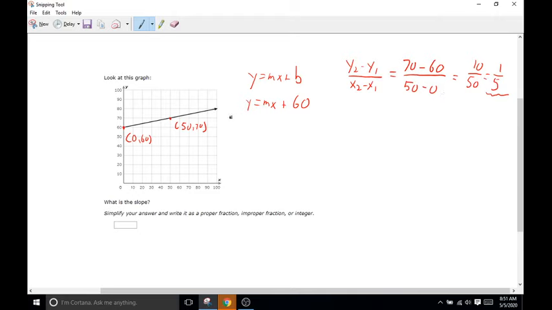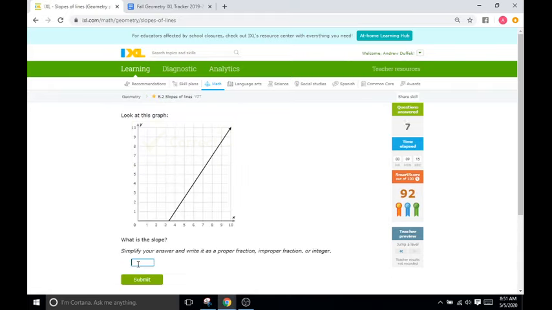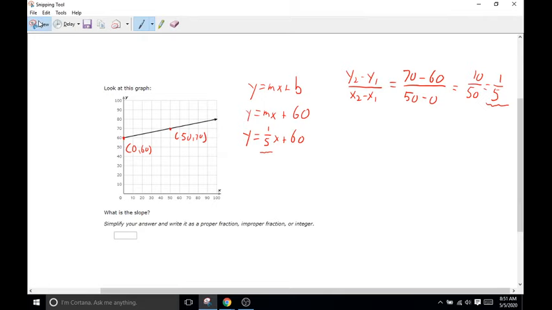And just to finish the equation I was doing earlier, we'll do y equals 1 over 5 x plus 60. Now, they're just asking for the slope here, which is 1 over 5. I just wanted to illustrate what the y-intercept was and how to find it. So we'll do 1 over 5. Okay, there you go. I can do this one as well, just to cement what we did.